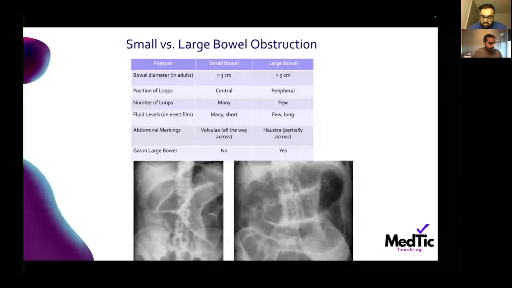The abdominal markings, the valvulae conniventes versus the haustra, the way to tell the difference is the valvulae in the small bowel on the left side. It's not the best diagram to see, but they span the whole diameter of the bowel, whereas the haustra, which is hopefully a bit clearer to see, only go partially across. So for me, that was a very easy way to tell whether you're looking at small bowel or large bowel. So diameter, the valvulae conniventes versus the haustra as well, and the size of the bowel.